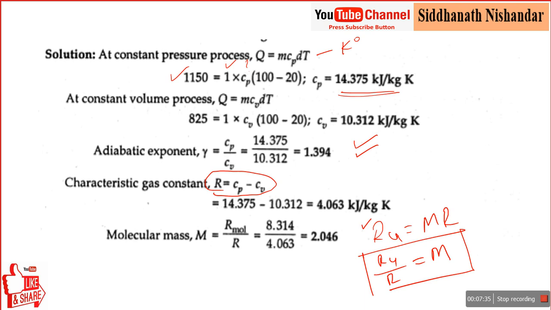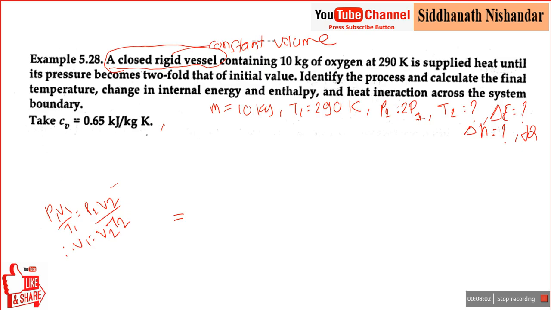They gave two conditions. Upon that condition, we simply use the formula for constant pressure and constant volume, and these three fundamental formulas: adiabatic index, characteristic gas constant, and molecular mass. We just use these basic formulas, heat addition at constant pressure, mCp delta T, and heat addition at constant volume, mCv delta T. Okay, then next numerical.